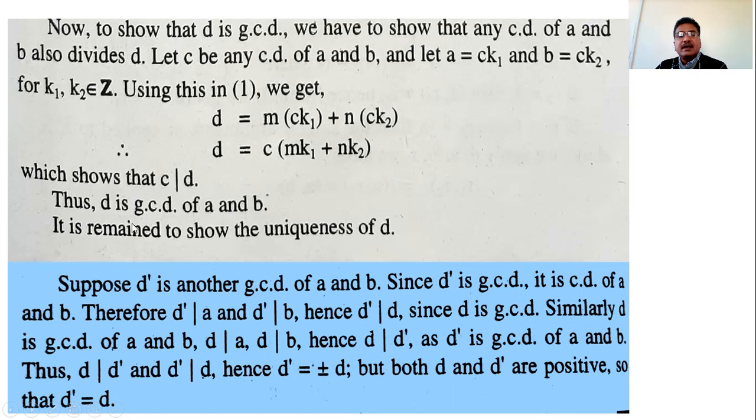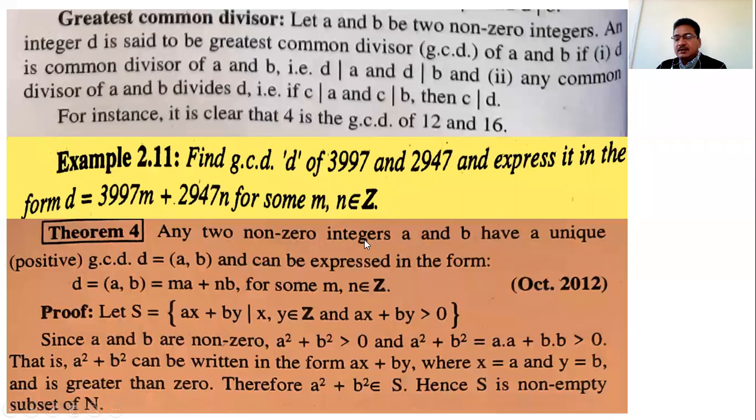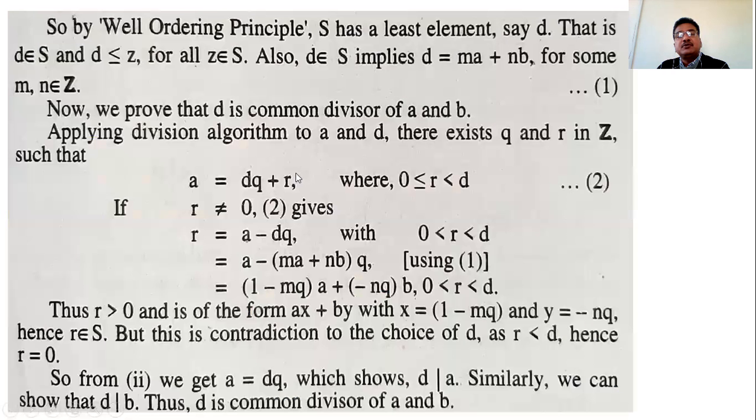And now it remains to show only the uniqueness of D, because in this theorem the statement is what? Any two non-zero integers A and B have a unique greatest common divisor, and it can be expressed in the form. So up to this, the proof is what? D is expressed in the form MA plus NB, and then the next part is what?